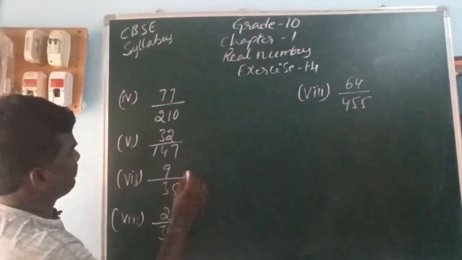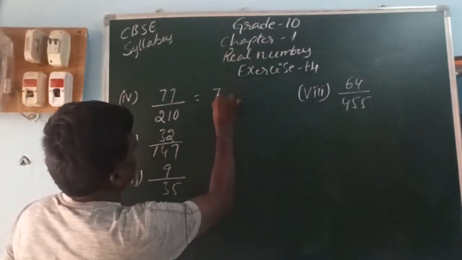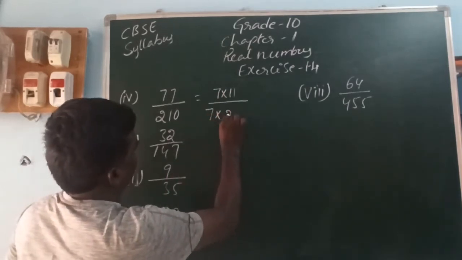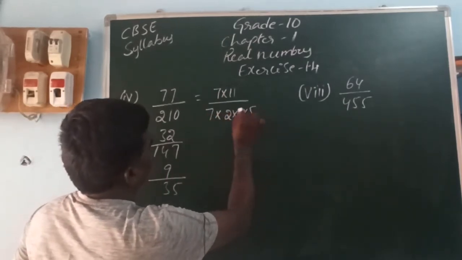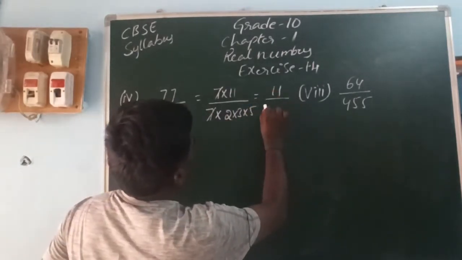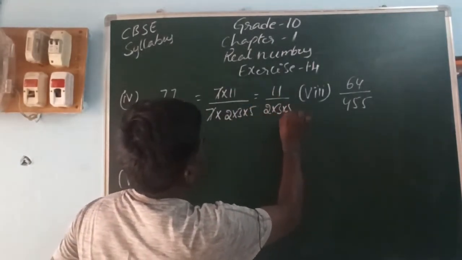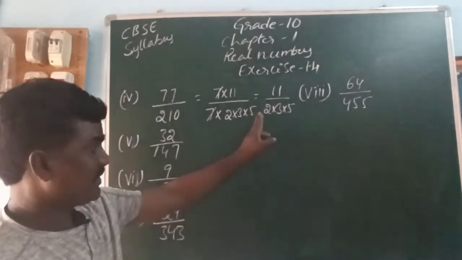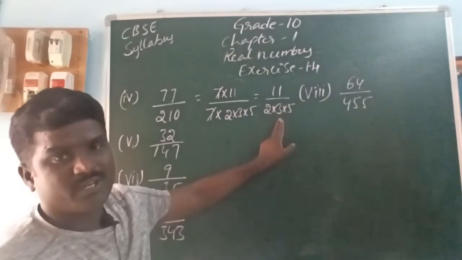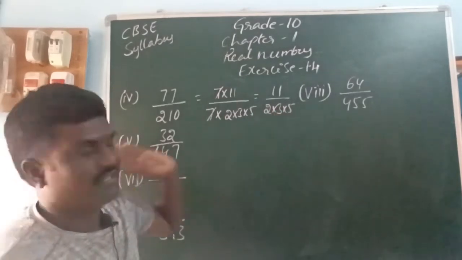77 by 210. So here 77 we can write as 7 into 11, and 210 we can write as 7 into 2 into 3 into 5. 7 cancels with 7. So what remains is 11 by 2 into 3 into 5. So its denominator has a power of 2, a power of 5 and a power of 3. Therefore it is a non-terminating repeating decimal.